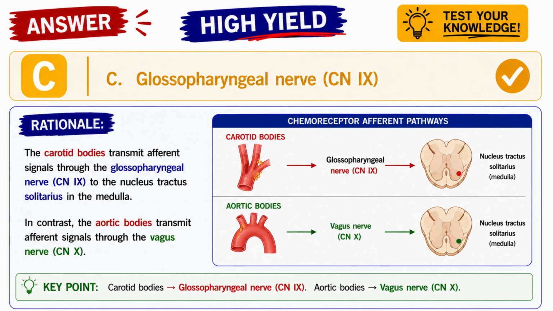The aortic bodies, located near the aortic arch, are smaller and less important in adult humans. They send their afferent signals via the vagus nerve, CN10. This CN9 versus CN10 distinction is a classic board question. Carotid body, CN9, glossopharyngeal. Aortic body, CN10, vagus. Remember it simply. Carotid, CN9. Aortic, CN10. Different chemoreceptors, different nerves, same destination, the medulla.